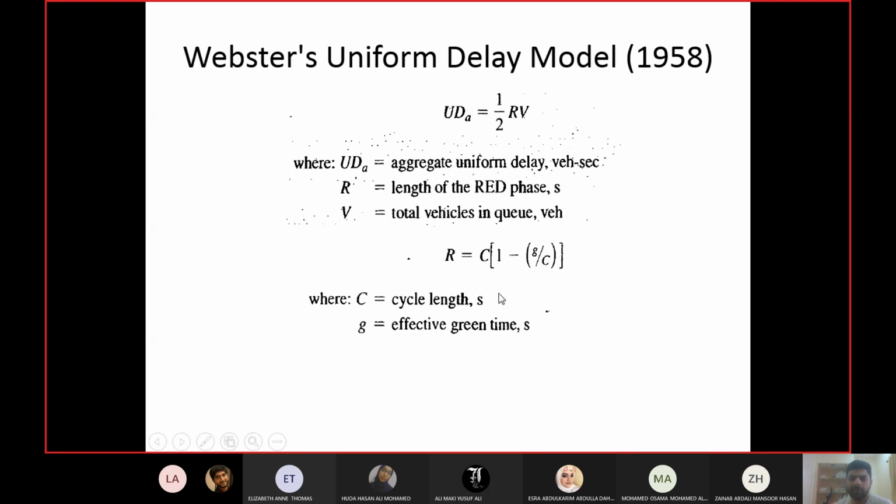R can be calculated using this equation. How did I get this equation? First of all, we have already used the G by C ratio earlier, the proportion of cycle length which is effective green. If you take the total effective green time in the cycle, then whatever is remaining is the red phase, because in calculating effective green time, you have already subtracted the lost times. So whatever is not effective green is red time.